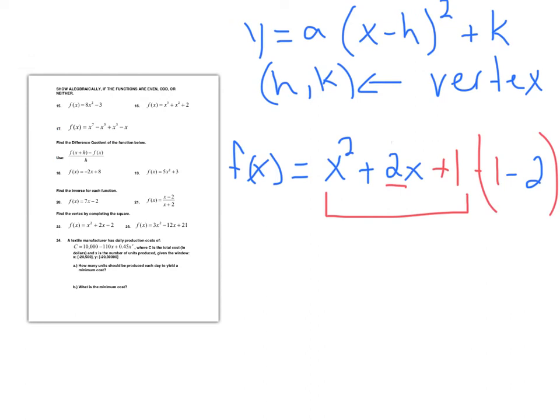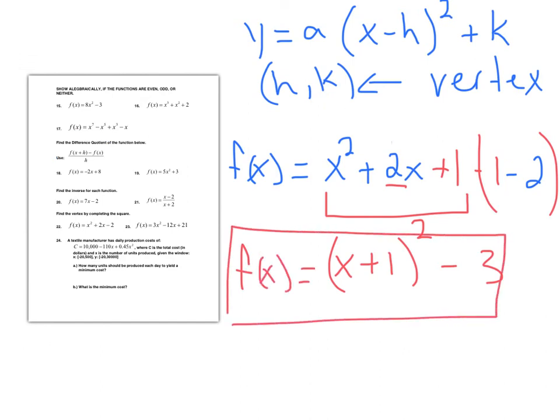Okay, if I look at these first three terms, that factors into a perfect square of just x plus 1 quantity squared. And then if I look out here, I've got this additional minus 1 minus 2, so that's a minus 3. So now my function f of x is written in vertex form. Look at that. So if it's in vertex form, I just have to pick out what's h. Well, h is a negative 1. What's k? It's a negative 3. And that is my vertex.